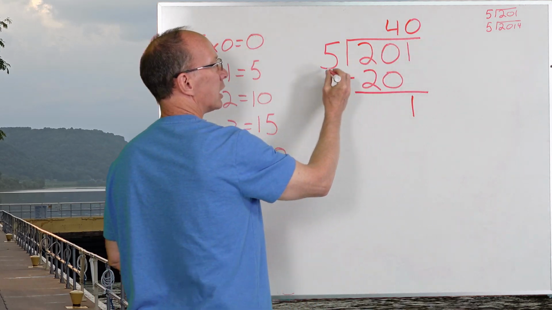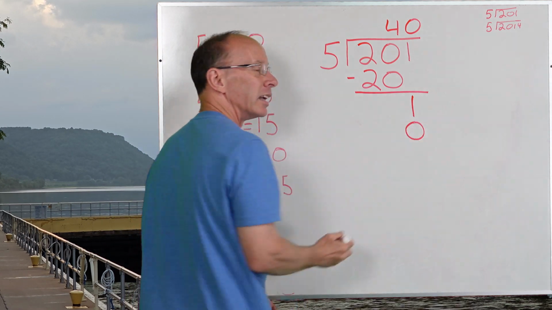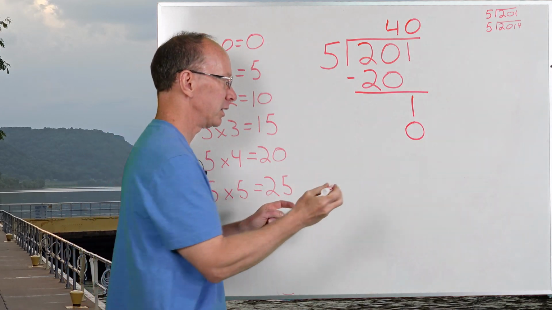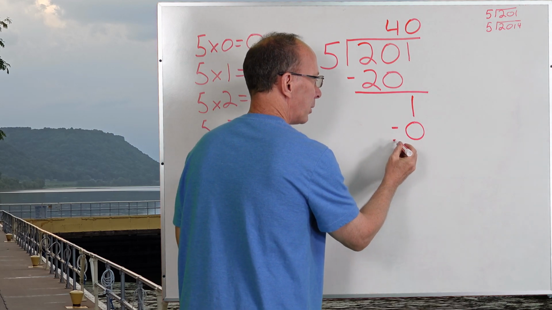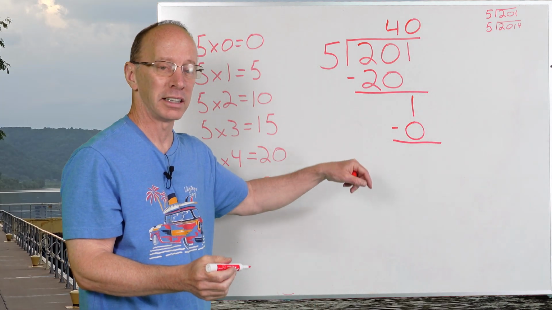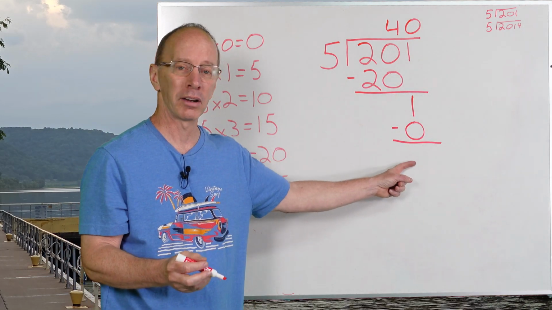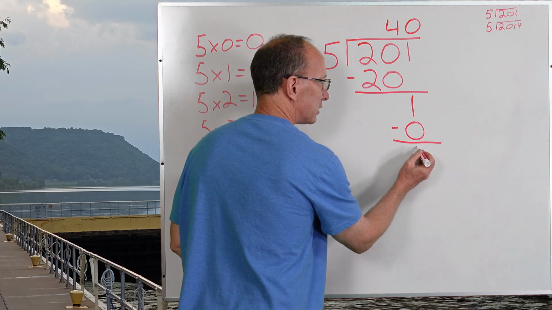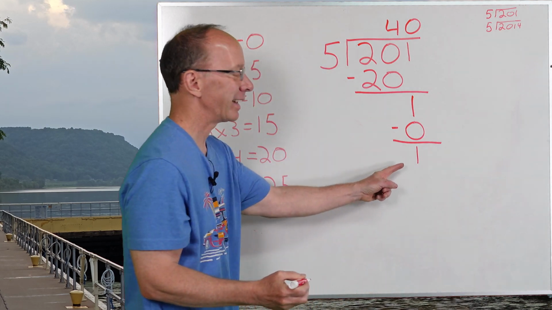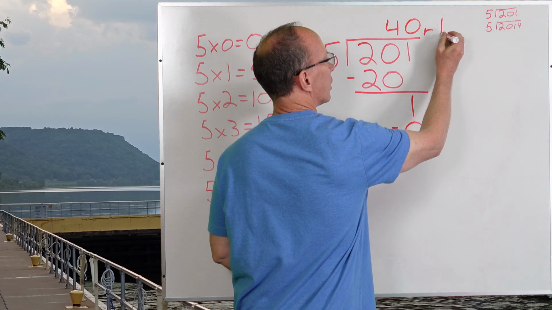All right. 0 times 5 is 0. Now I'm going to use subtraction. And remember, after my subtraction, if there's any number that's left over and I don't have any other number to bring down, this would be my remainder. So I have 1 minus 0 is 1, and that is my remainder. All right, remainder of 1.